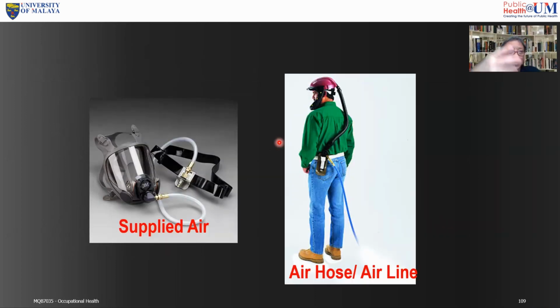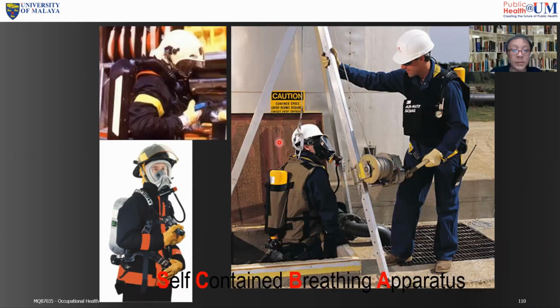An air hose or airline does not supply oxygen. You must understand they supply compressed air. It's not oxygen in the tank. It's compressed air in the tank. Because if you supply oxygen, you cannot breathe 100% oxygen. You get oxygen toxicity. So what's inside the tank is compressed air. Okay? Understand?